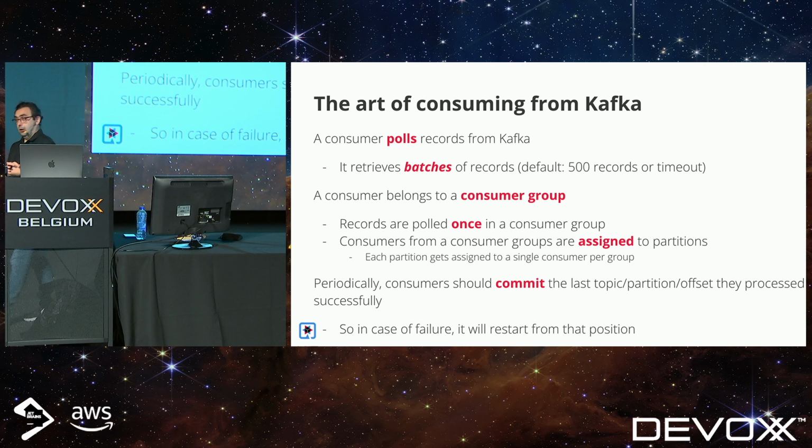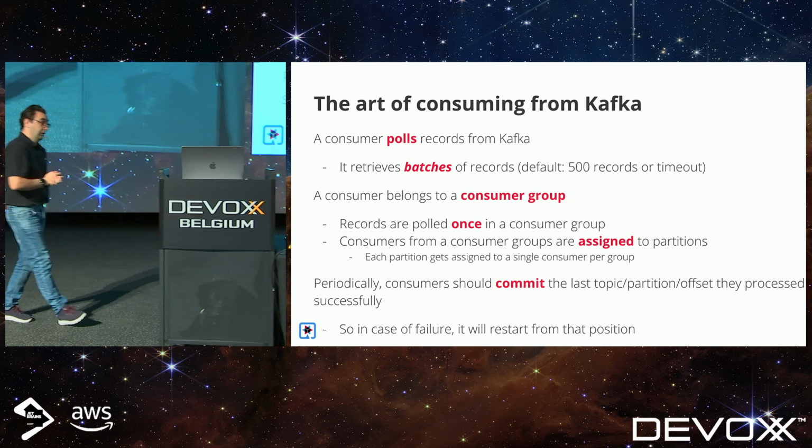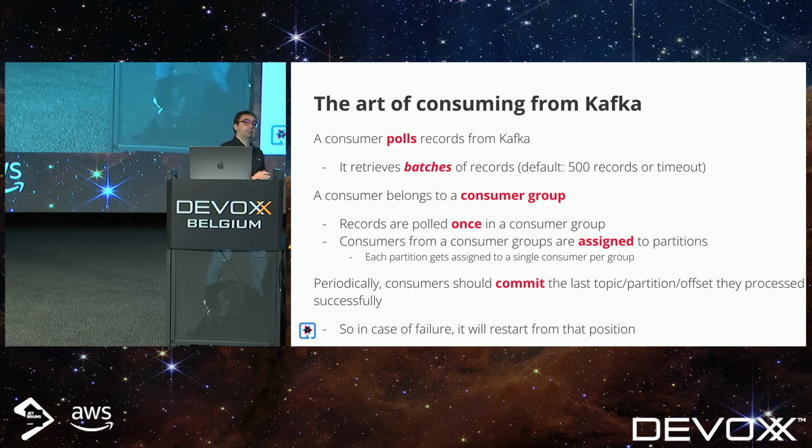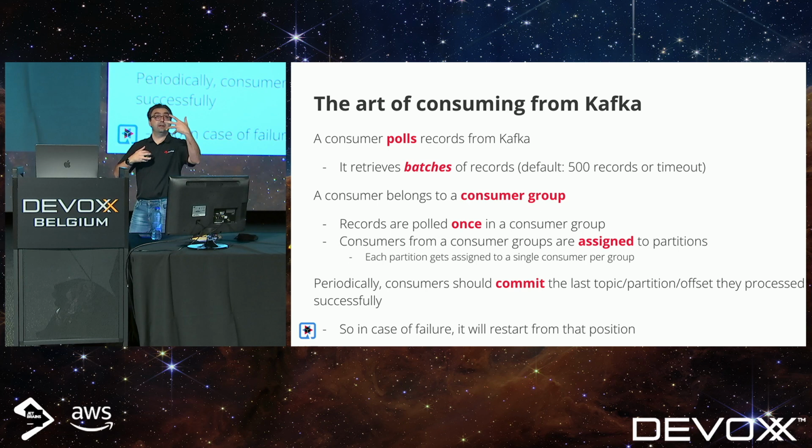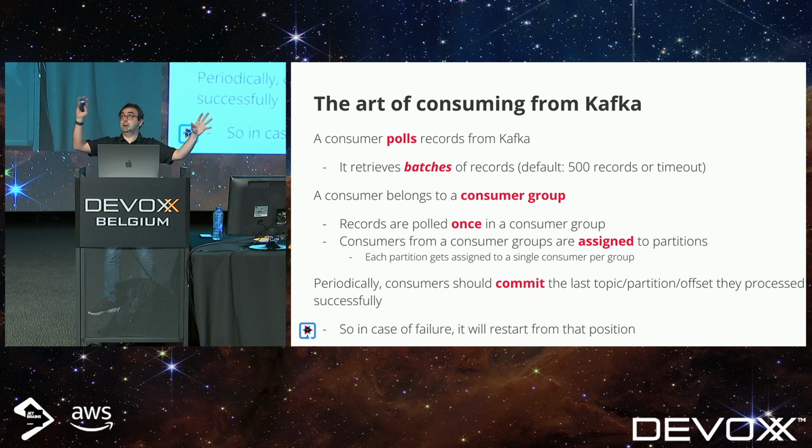Now, if you have a topic with three partitions and a consumer group with three consumers, everything is fine. Each consumer gets assigned to a single partition. So basically, you have this assignment thing, like, here is my group, I have X consumers, here is my set of partitions, and I'm doing the assignment and so on.